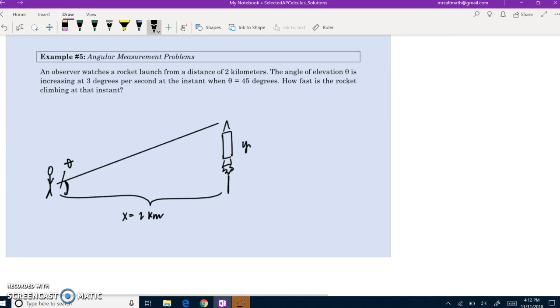So what we need to think of is what is the information that we have, and then what are we solving for? So this tells us that we have theta. Theta is 45 degrees. And it gives us how theta is changing. So it tells us that d theta dt is equal to 3 degrees per second. So then it asks us how fast is the rocket climbing. So if it's asking us how fast the rocket is climbing, what it's asking us to solve for is dy dt.